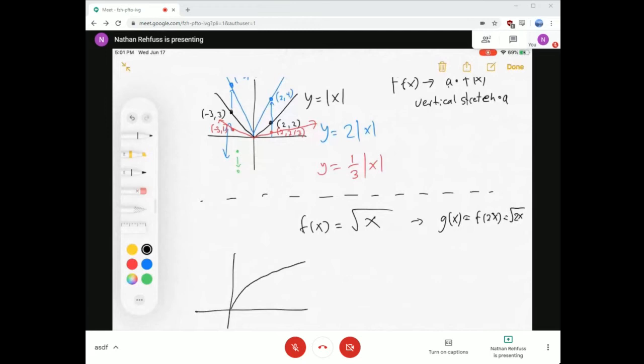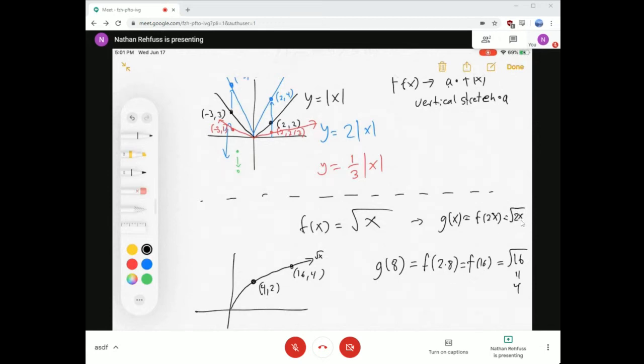So we have points like (4, 2) and (16, 4). This is the square root of x. This is f of x. So if I make g of x, let's try this. What would g of 8 be? It's the same as f of 2 times 8, which is f of 16. So g of 8 is the square root of 16, which is 4. F, when you plug in 16, it gets you a 4. So g, when you plug in an 8, gets you 4.